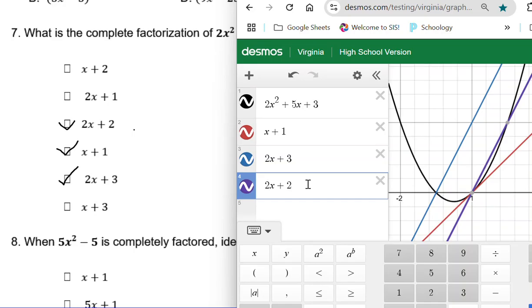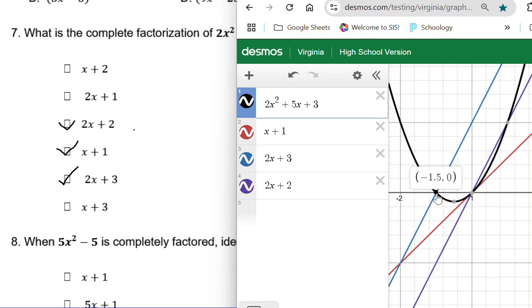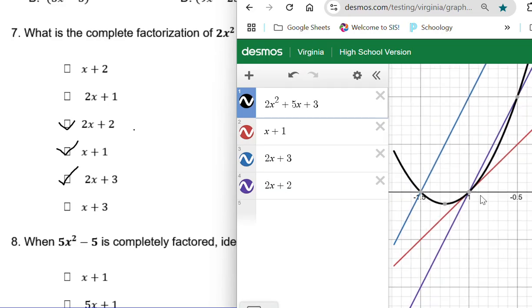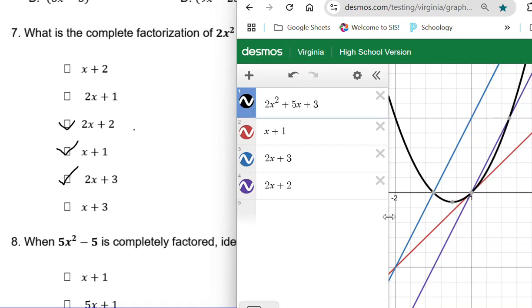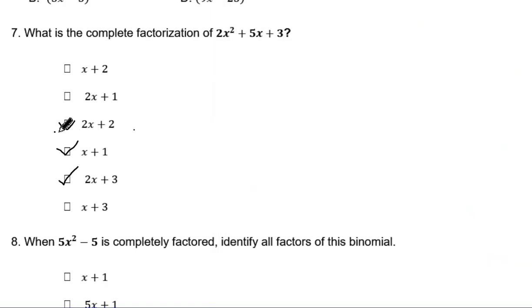Okay, so here's the thing. I have 3 matching factors, right? So all of these lines go through the same x-intercepts as my parabola. Okay, so then what? I will get this one wrong if I go ahead and leave those 3 marked. The reason is because this one right here has a GCF, right? So you can actually take out a 2. So that one actually doesn't, even though it looks like it's a factor, it doesn't work, okay? Because it has a GCF inside of it. So it's going to be x plus 1 and 2x plus 3.